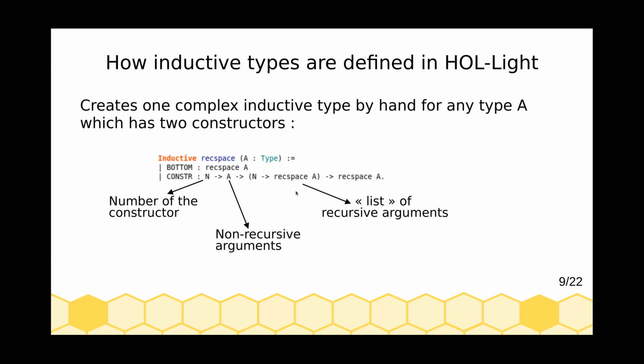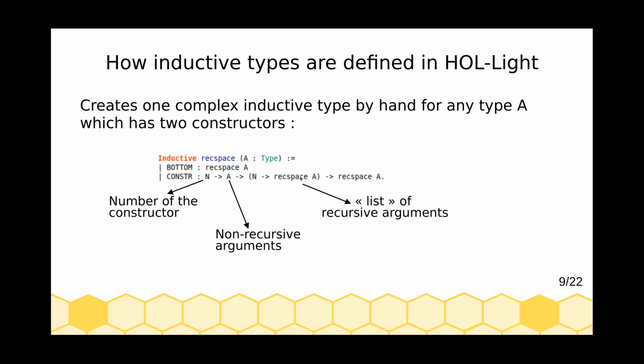And then you have the recursive arguments, which are going to be stored in this sequence, but there are going to be only finitely many of them. So it would be better for Light if this was lists, but actually lists are not there yet because the rec space is going to be used to define lists. So lists is represented in sequences.